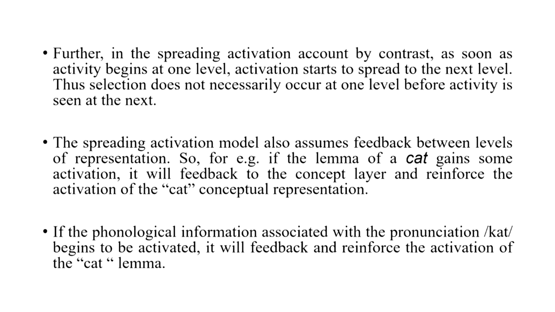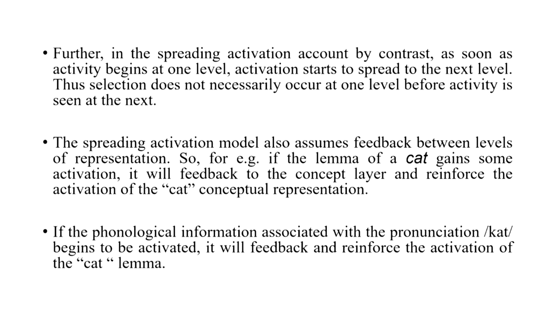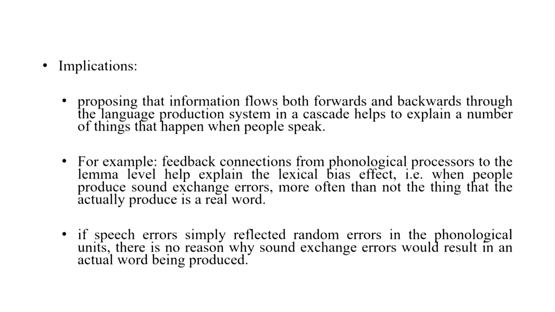Now, in this model, if you want to explain how semantic substitution happens, it could be explained that if the lemma of a cat gains some activation by seeing a picture, it will feed back to the concept layer and reinforce the activation of a cat's conceptual representation. If phonological information associated with the pronunciation cat begins to be activated, it will feed back and reinforce the activation of the cat lemma, which will again feed back and strengthen the activation of the cat concept. So, this basically explains why the errors of semantic substitution are so very few and rarely happen.